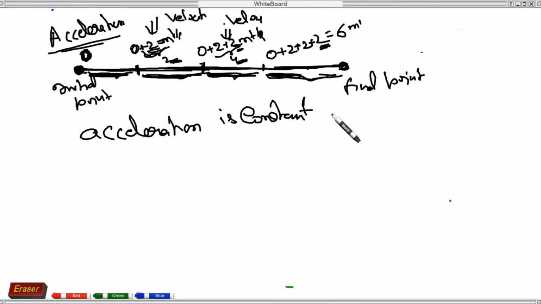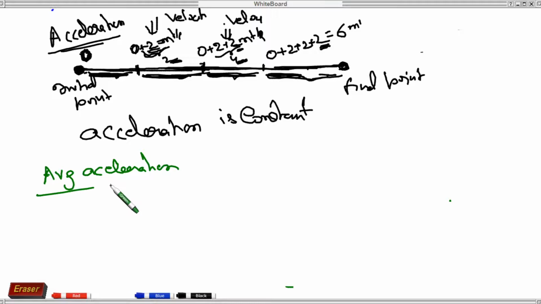So how are we going to calculate the acceleration? Like I discussed, there is one average acceleration and there is one instantaneous acceleration.